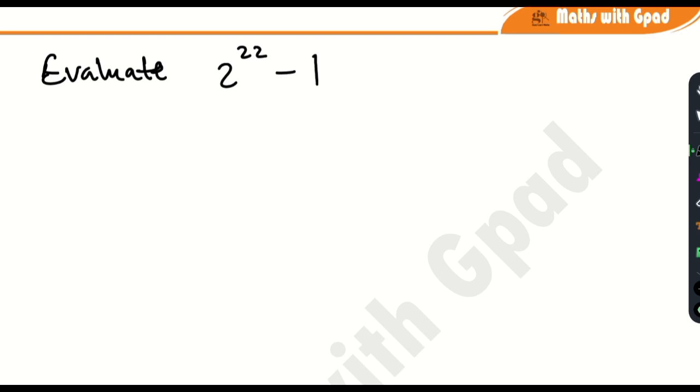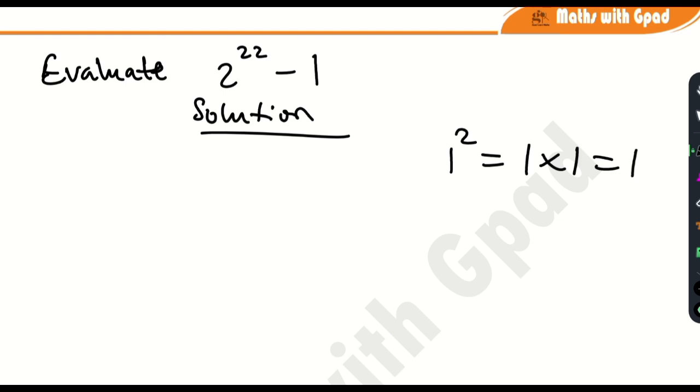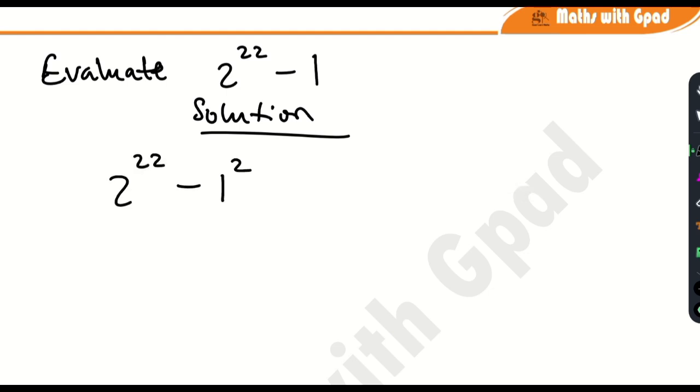Okay, how do I start evaluating this? Now, I want you to look at something. Do you know that we can bring in the concept of difference of two squares? Now, I get it. This is raised to the power 22, and 1 seems not to have a power. But you know that 1 raised to the power 2 is also what? 1, because 1 times 1 is 1. So I can just play with that a little bit by writing it as, now watch this, 2 raised to the power 22 minus 1 squared.